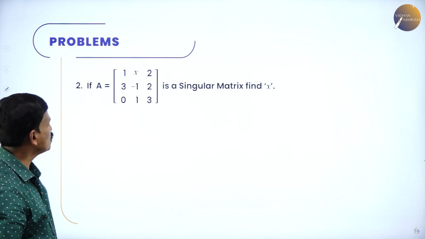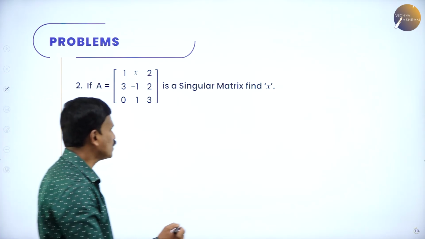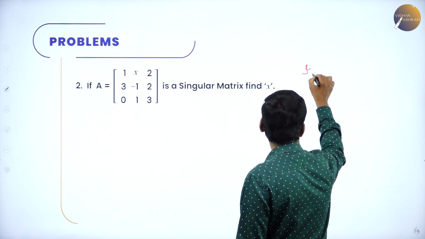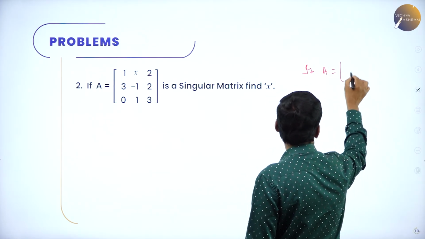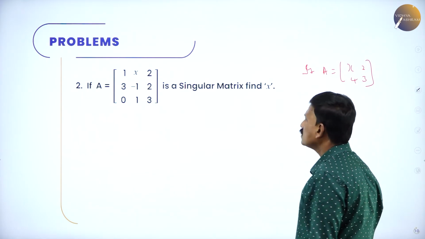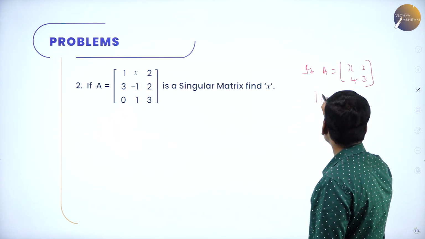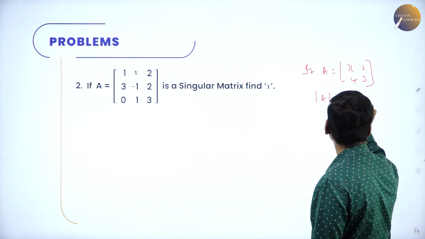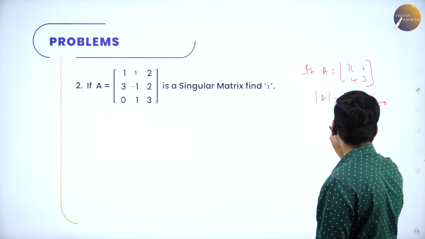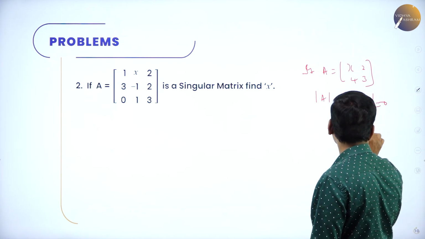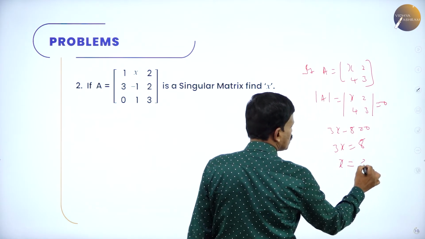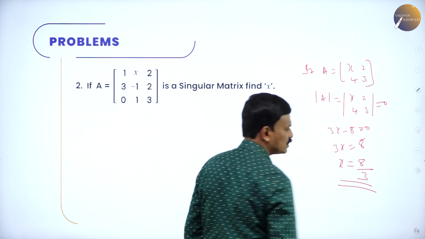So this is 3 rows 3 columns. Before that, take one more problem. Solve for x if A is equal to x, 2, 4, 3. Then the determinant of A is equal to the determinant of x, 2, 4, 3, which is equal to 0. Solve this. 3x minus 8 is equal to 0. 3x is equal to 8. Therefore x is equal to 8 by 3.